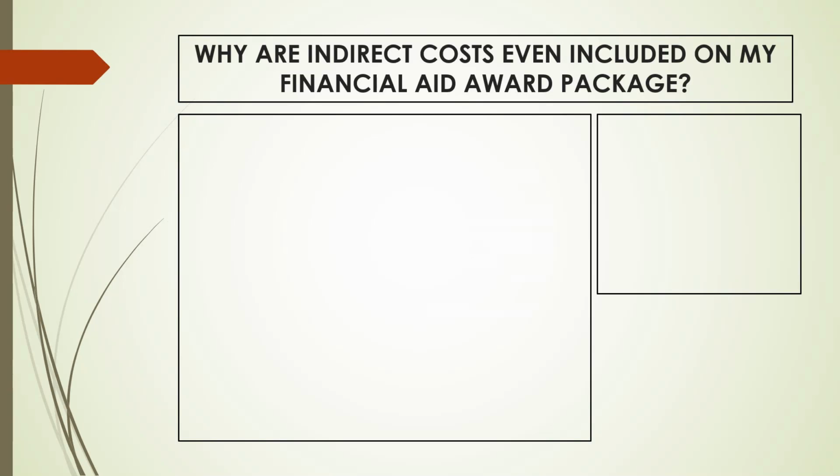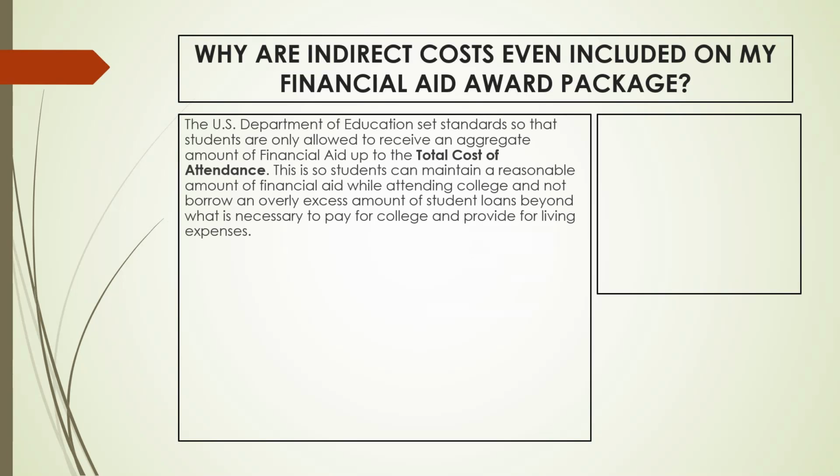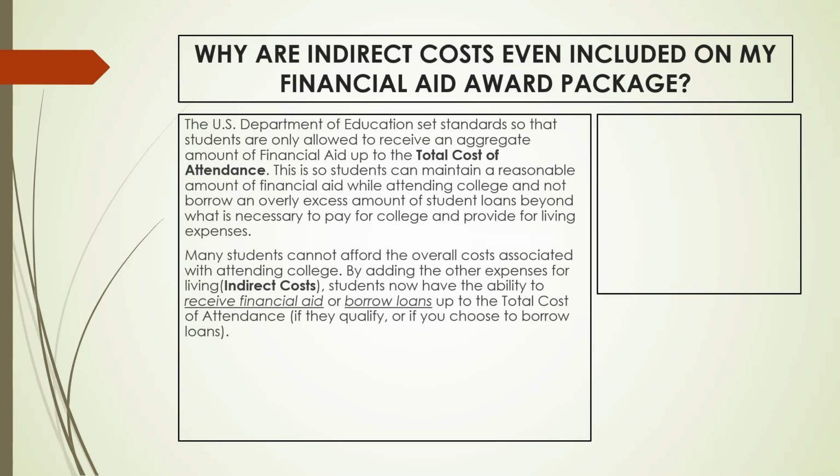So you're probably wondering, why are indirect costs even included in your financial aid package? Well, there's a couple reasons for that. The U.S. Department of Education sets the standards so that students are only allowed to receive an aggregate amount of financial aid up to the total cost of attendance. And that's so students can maintain a reasonable amount of financial aid while attending college, but not borrow an overly excess amount of student loans beyond what's necessary to pay for college and provide for living expenses.